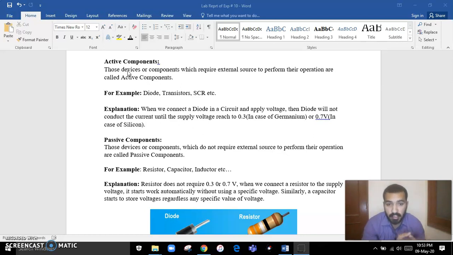Similarly, an inductor does not depend upon any specific value being provided before it does its work. Only the active components are like that: if a specific value is provided to us, then we will do our work. The passive components are basically the simple components that work when we give them input, and they perform their work and give us our output.